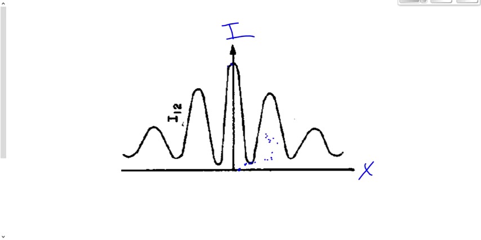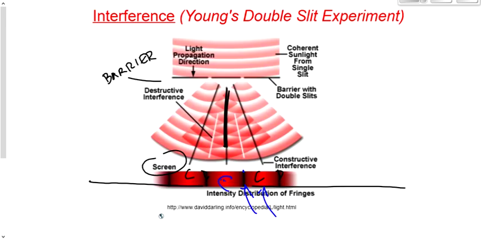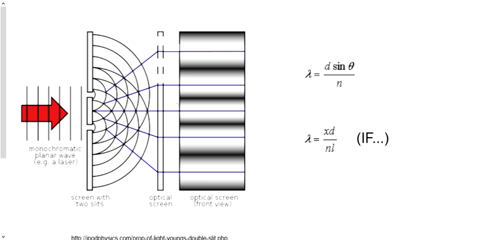Intensity versus position. This is a graph. This is not what you actually see. This is a graph. Okay, this is what you actually see. They both represent the same thing.